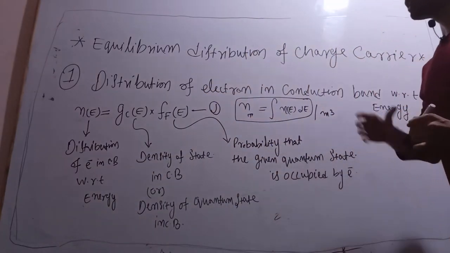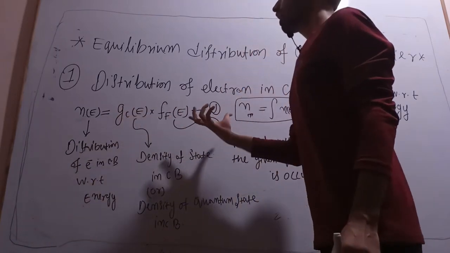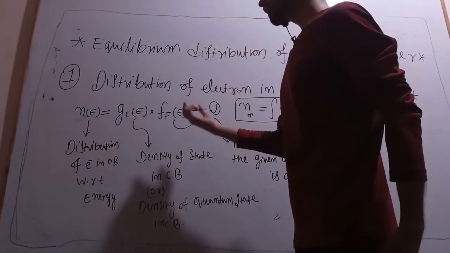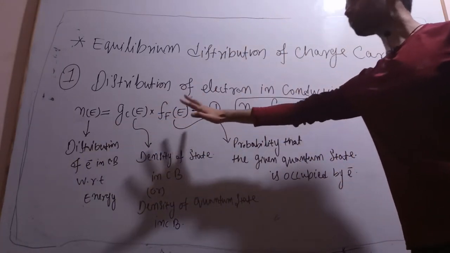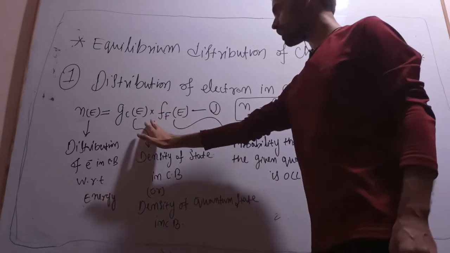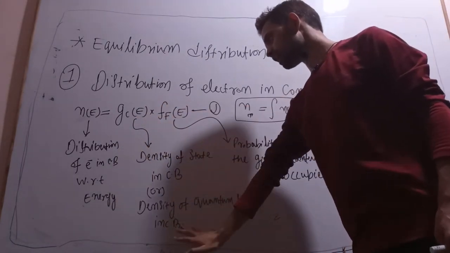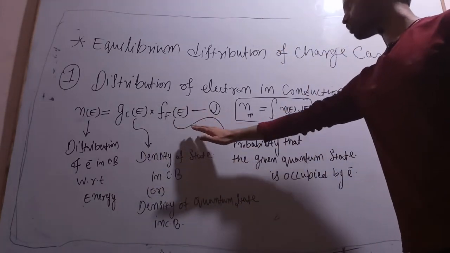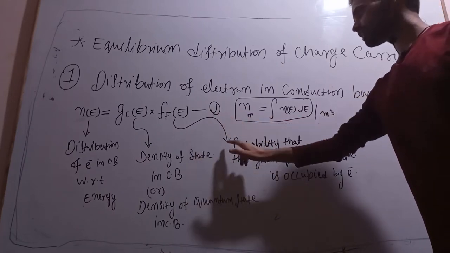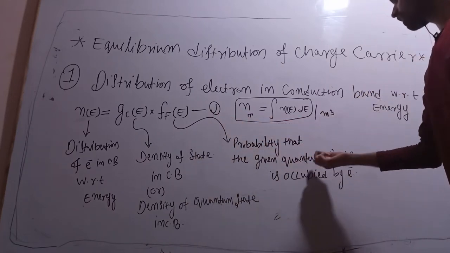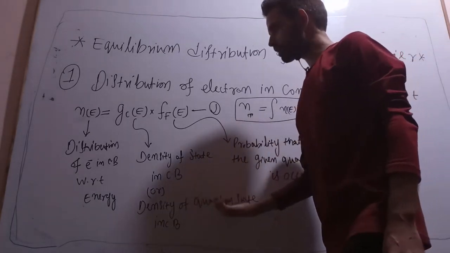This is the way of finding the number of electrons and the distribution of electrons, how the electron is distributed in the conduction band with respect to energy. It is the product of the density of quantum state and the Fermi Dirac distribution function, which indicates the probability that the given quantum state is occupied by an electron.